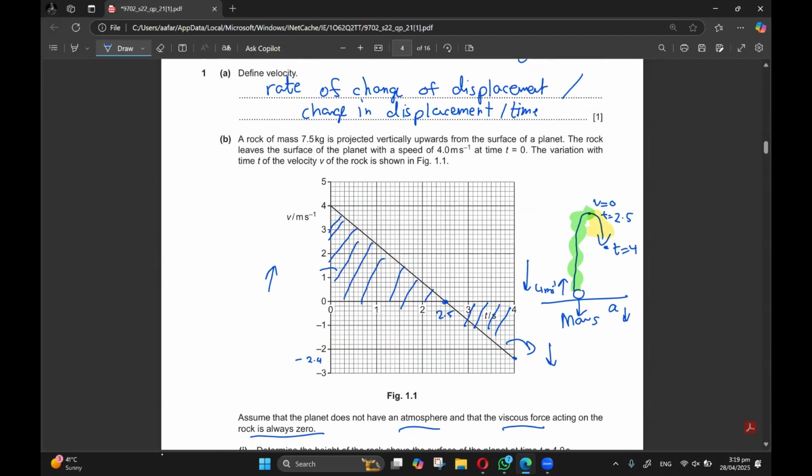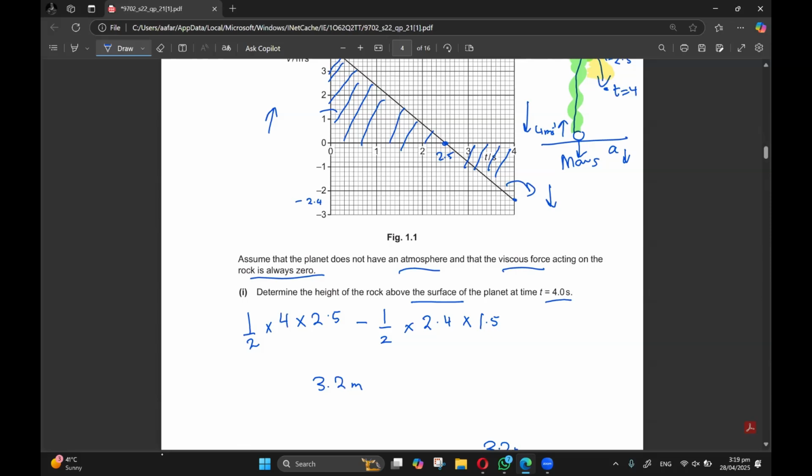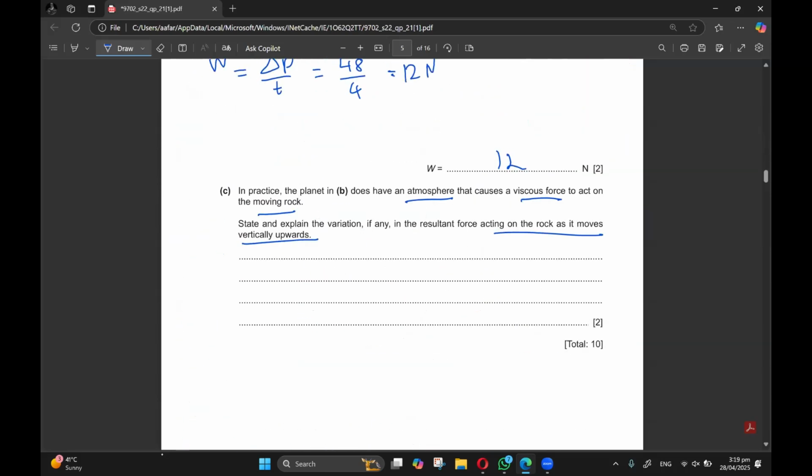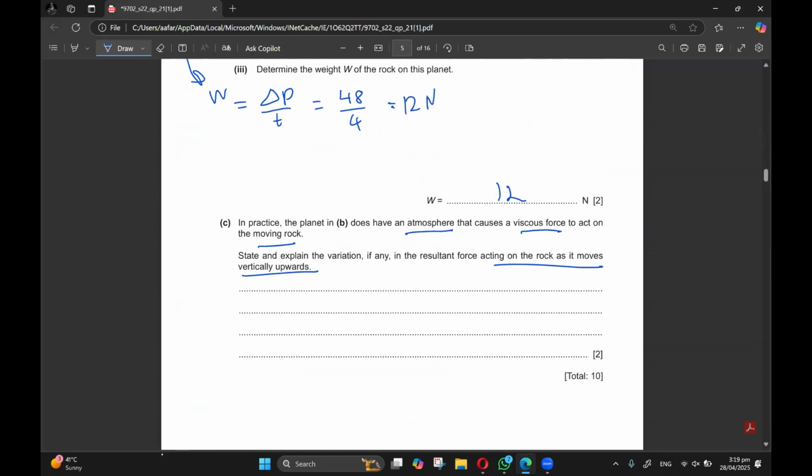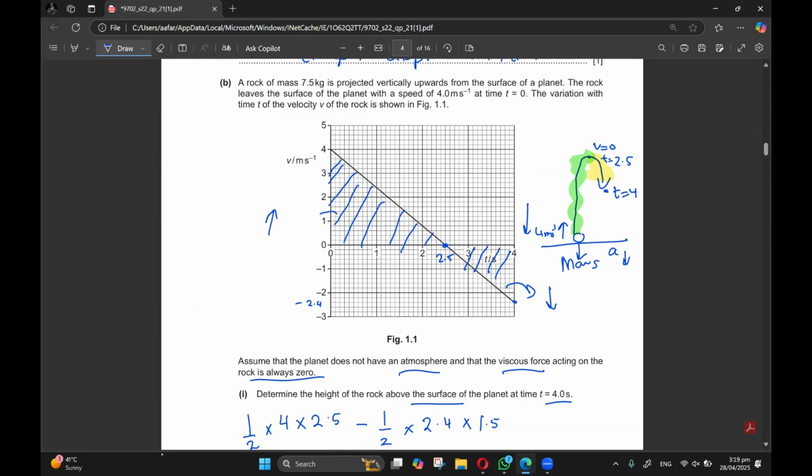Since it's projected with some speed, there will be big air resistance initially, but as speed decreases, the air resistance decreases. But initially, it will have a very high air resistance. So they've asked for the variation in the resultant force acting on the rock as it moves vertically upwards. So initially, the resultant force is very high.